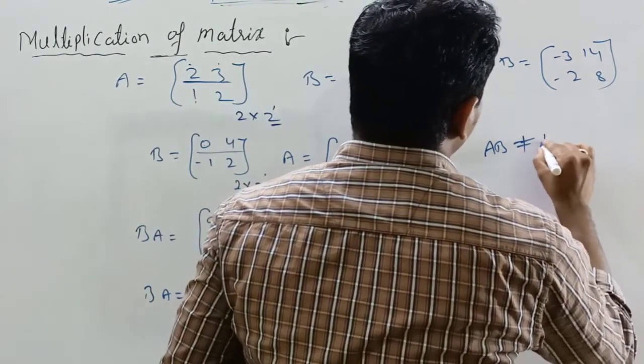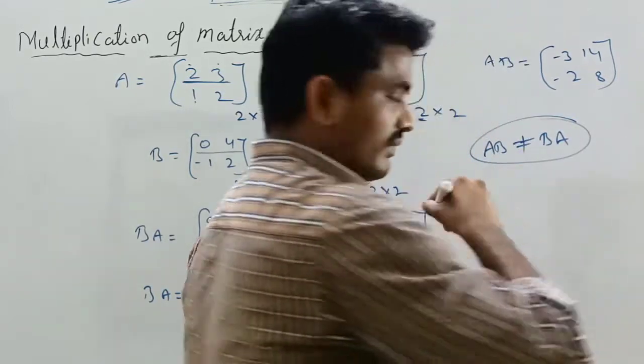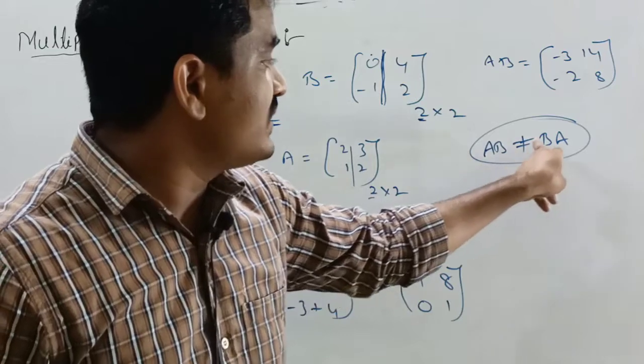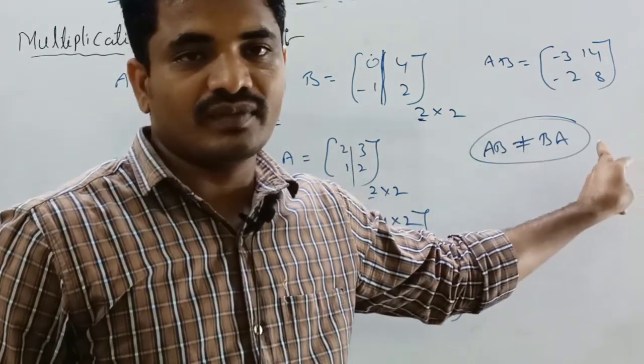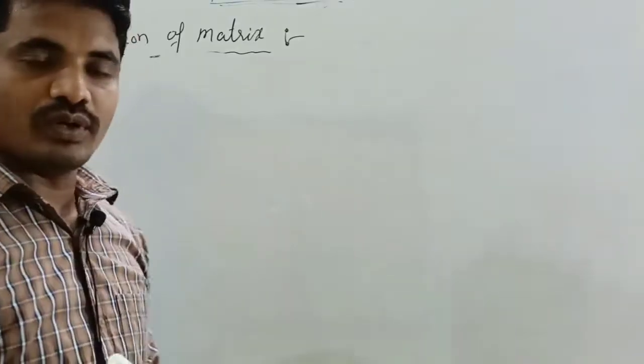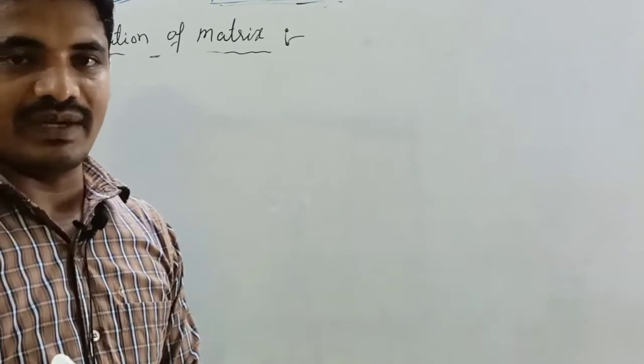AB is not equal to BA. We found one important point: AB is not equal to BA. Got it? And next, some important points of matrix multiplication.